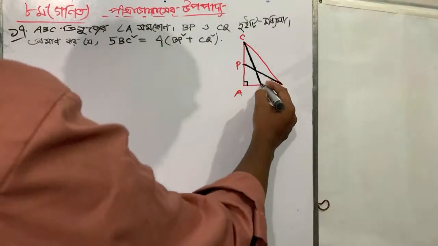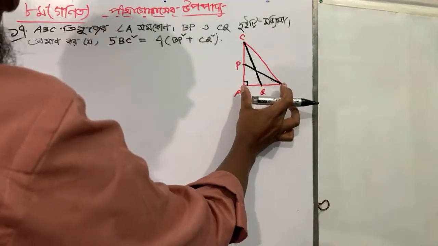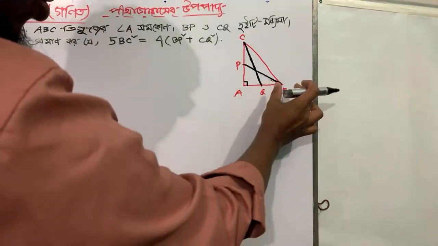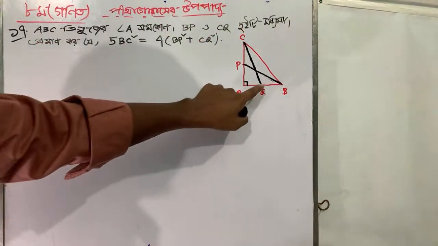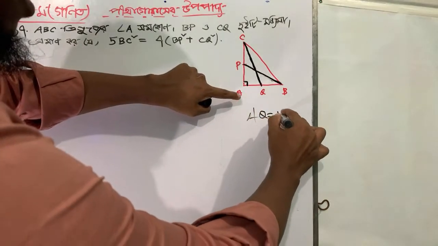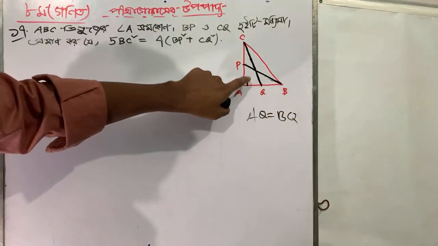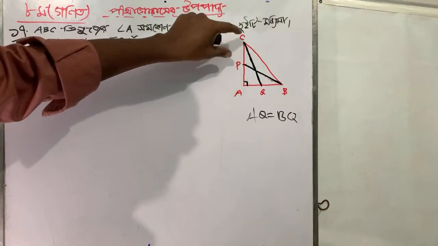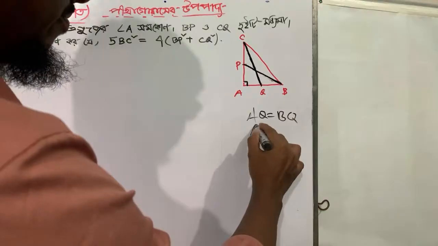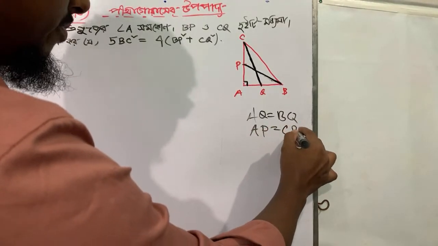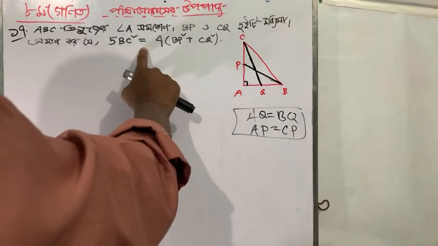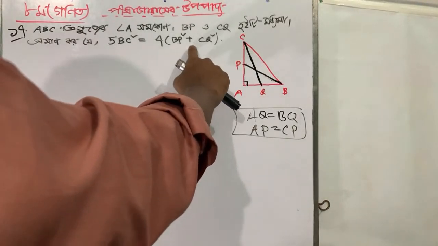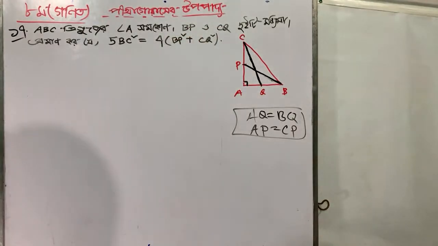They are two medians, meaning that Q divides AB into two equal pieces and P divides AC into two equal pieces. That is, we can say that AQ is equal to BQ, and P is the midpoint, meaning that CP is equal to AP. So AP equal to CP. And then we have to prove that 5BC square equal to 4 times BP square plus CQ square in the bracket.